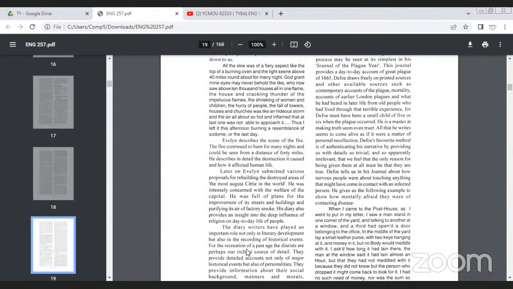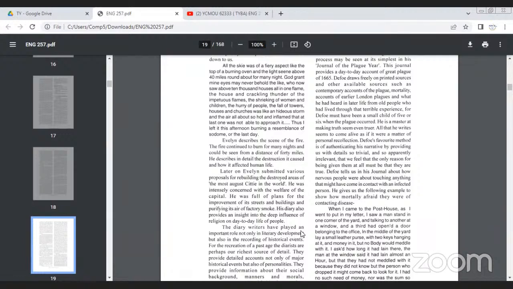Later, Evelyn submitted various proposals for rebuilding the destroyed areas of the most August city in the world. He was instantly concerned with the welfare of the capital. He was full of plans for the improvement of its streets and buildings and for purifying its air of factory smoke. His diary also provides an insight into the deep influence of religion on the day-to-day life of people.